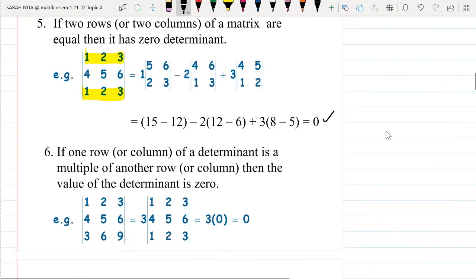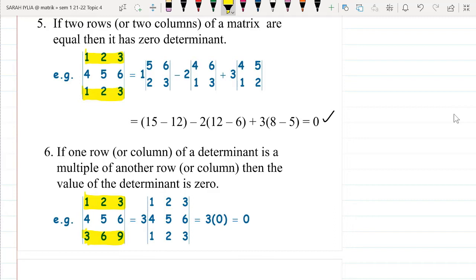Okay. Next one, if one row or column of a determinant is a multiple of another row, then the value of determinant would still be 0. Okay, kalau dia satu row tu hasil darab another row, maksudnya kat sini tadi first row 1, 2, 3. And then lagi satu row tu 3, 6, 9. Okay, dia multiplication kan, maksudnya nanti kena darab 3. So, determinant dia automatik akan jadi kosong.